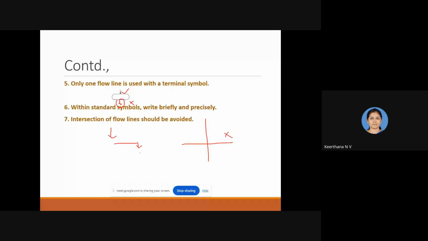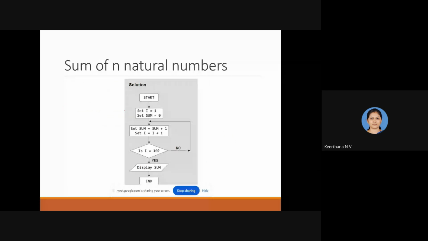And this is an example flow chart for summation of natural numbers. For that, initially I am getting I and sum equal to 0 values. So if you are getting any inputs, you have to represent it in a rectangle. These are the performing operations.